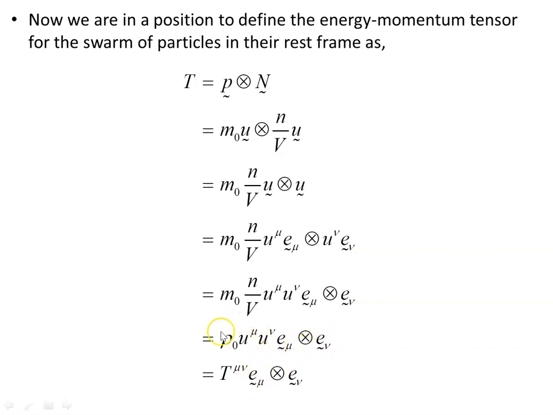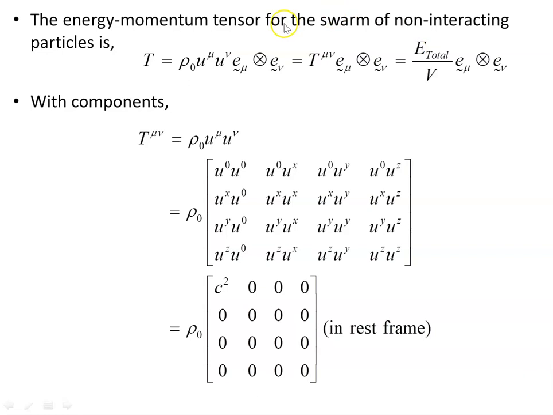And then we can tidy all this up by expressing it as: here are the components of this tensor. This rank 2 tensor has 2 components upper in the contravariant position, U mu and U nu, so it is a (2,0) tensor. All right, and the energy momentum tensor for the swarm of non-interacting particles can be expressed in this form, or this one, or this one, all the same thing. So let's write it out with components now.